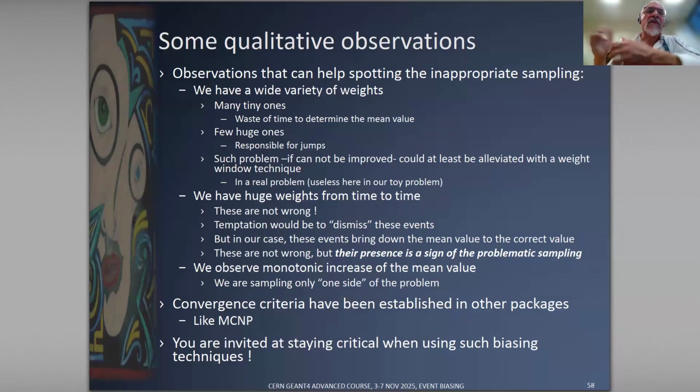So there are several convergence criteria like that, and they have been in particular established by the MCNP people. And there is a class in Gen 4 that calculates, in fact, all these various criteria, and that you can use to, in fact, be confident that you are not missing part of the problem, that the convergence you obtain with the biasing is correct.